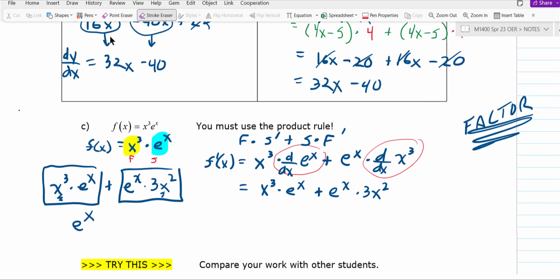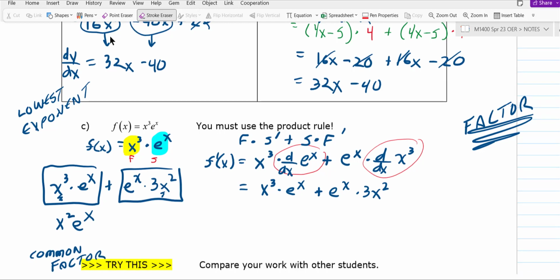What you always do is you work with the lowest exponent. Anytime you take a common factor out, if you have variables to powers, then you take the one with the lowest exponent out. Because if you take the one with the highest exponent out, inside of parentheses you'd have a negative exponent. You don't want that. So our common factor on this is going to be x squared e to the x.